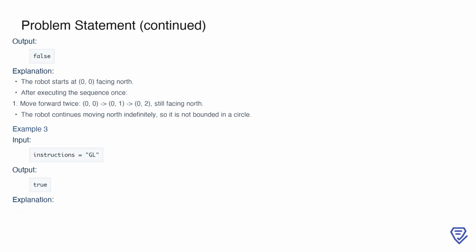Now let's look at the second example with the input GG. Here, the robot starts at 0, 0, facing north. It moves forward twice, first going to 0, 1, and then to 0, 2. Since there are no turning instructions, the robot continues moving straight north indefinitely with each repeated sequence. This means the robot does not remain within a bounded region, instead, it keeps moving farther away from its starting point. As a result, the output is false, because the robot is not contained within a circle.